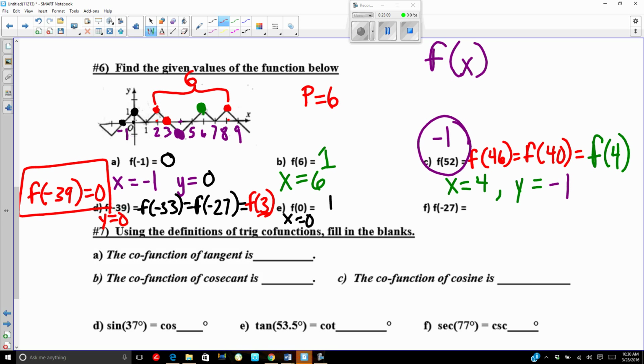And if you notice, for part F, we've actually already found this answer. Part F was right here. F of negative 27, we already said, was equal to f of negative 39. So it's the same answer as it was in part D. If you're having trouble with that, please let me know. I can help you out with that just a little bit.